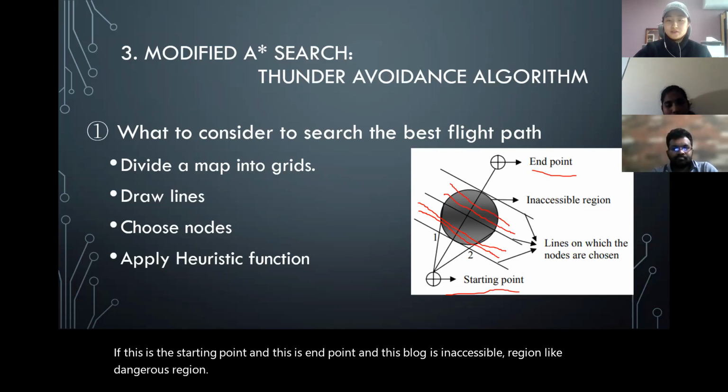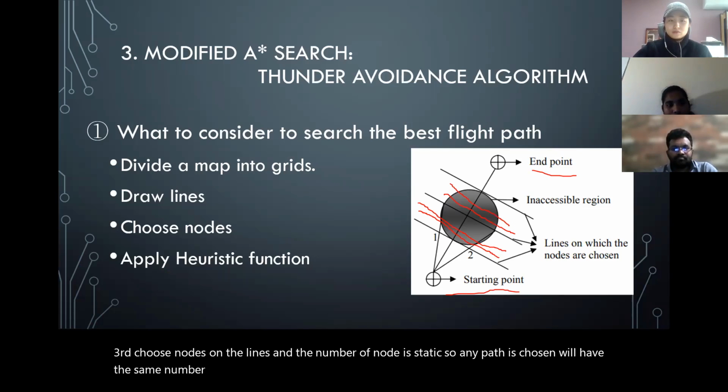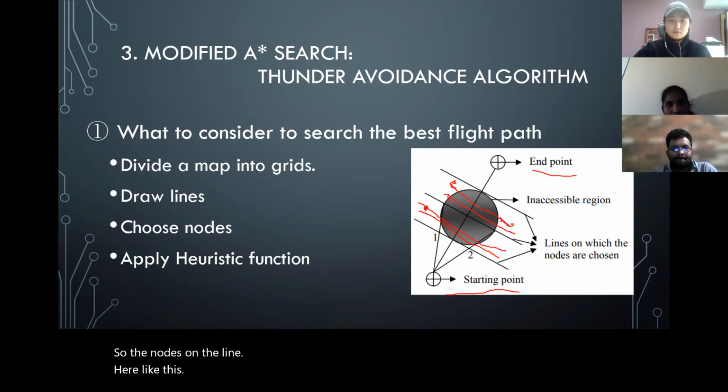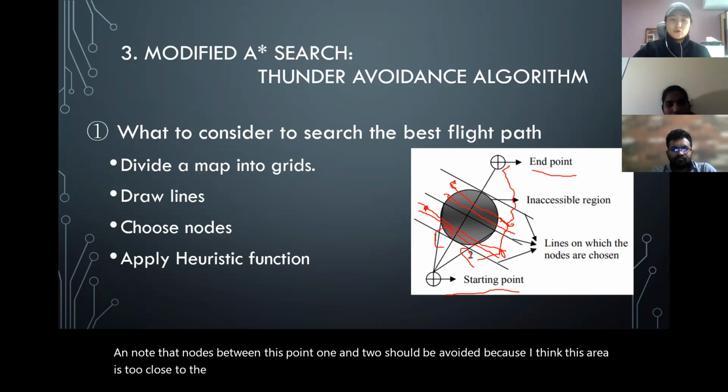Third, choose nodes on the lines. The number of nodes is static, so any path chosen will have the same number of nodes. So the nodes on the line are like this, and it will choose the node for the most effective path like this. Note that nodes between point 1 and 2 should be avoided because I think this area is too close to the dangerous zone, to the thunderstorm. So it is dangerous to choose the nodes between point 1 and 2.